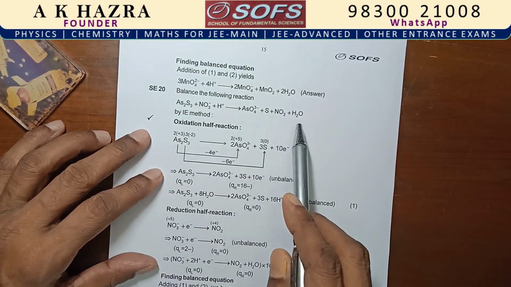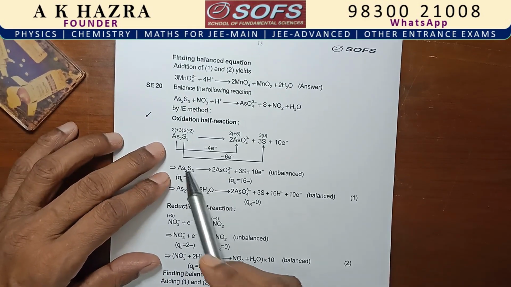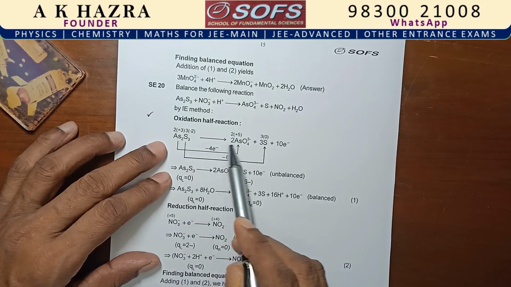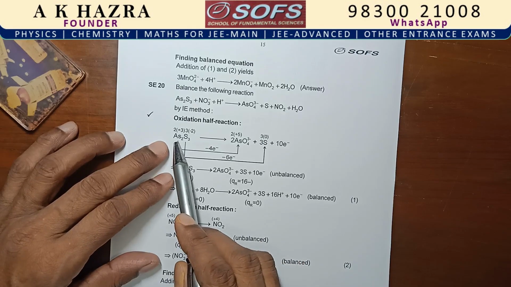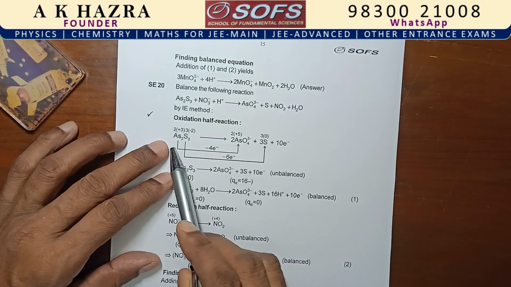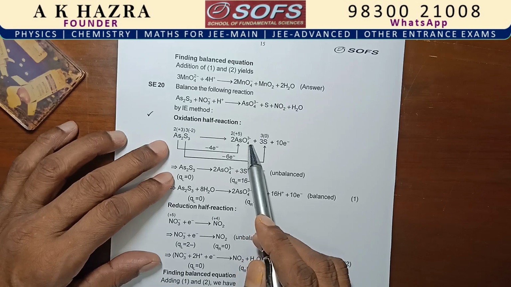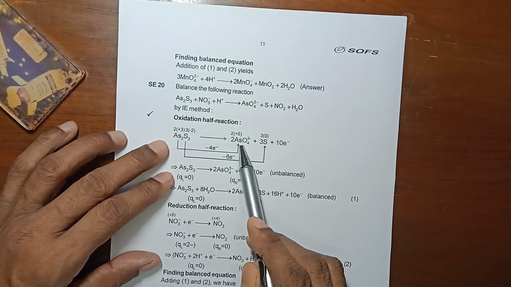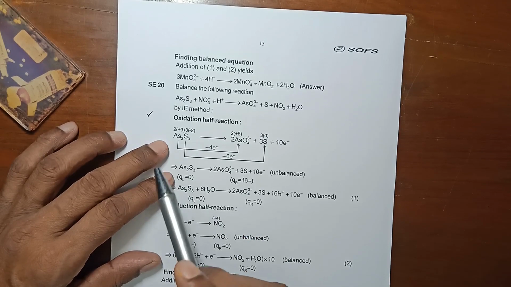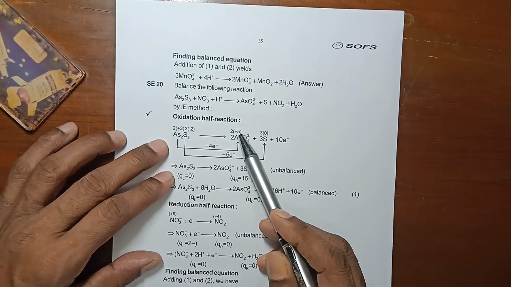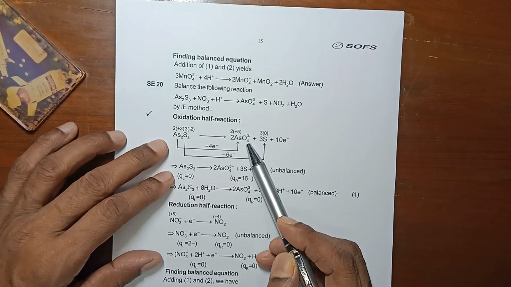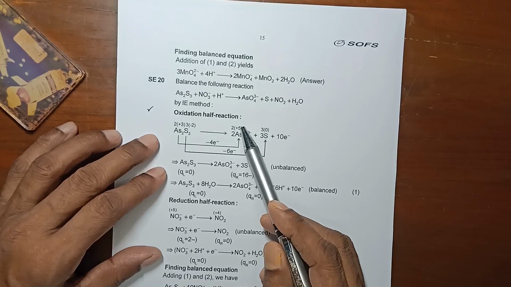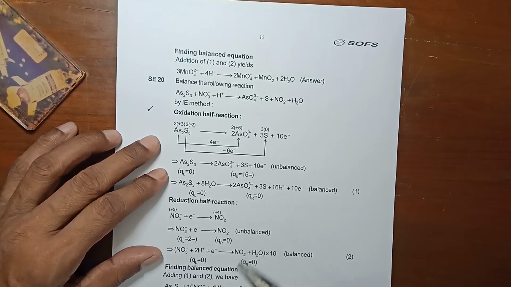We have to balance the reaction by ion electron method. Here you see arsenic and sulfur both undergo oxidation. Arsenic in AsO4 3 minus: the oxidation numbers of arsenic are plus 5 and plus 3. Here it is plus 5 because oxygen is minus 2, so 4 oxygen gives minus 8. So arsenic is plus 5, and we have 3 minus.